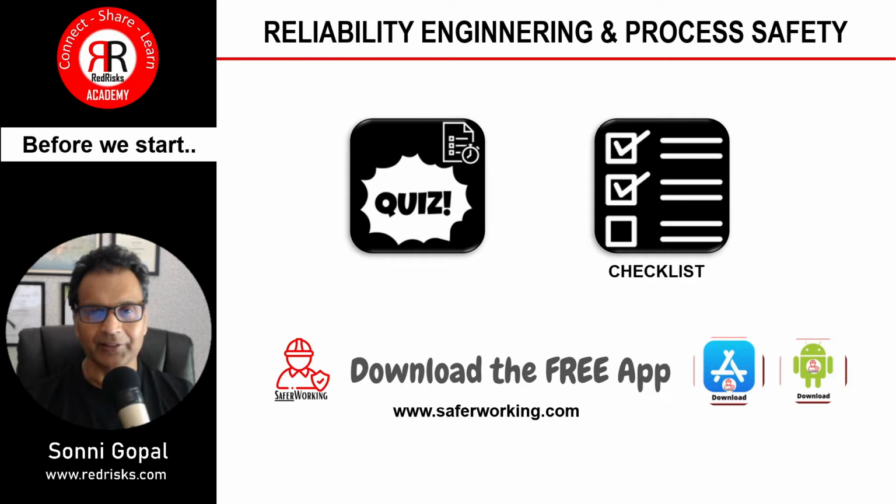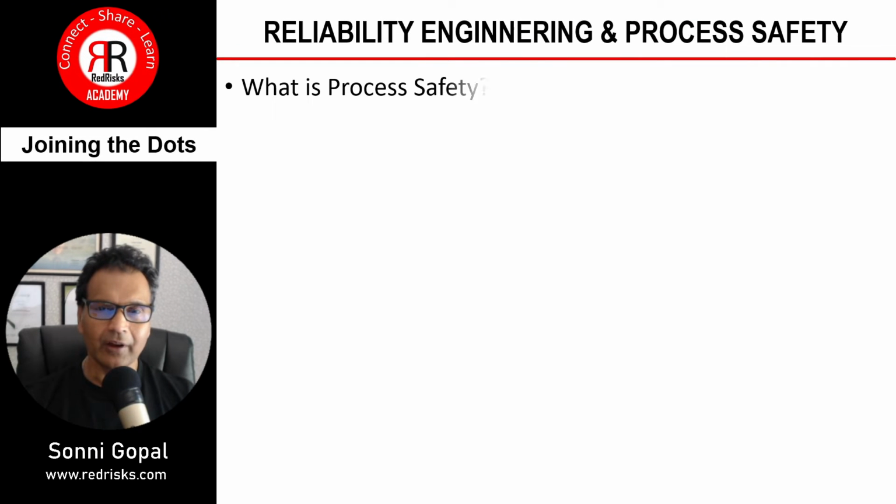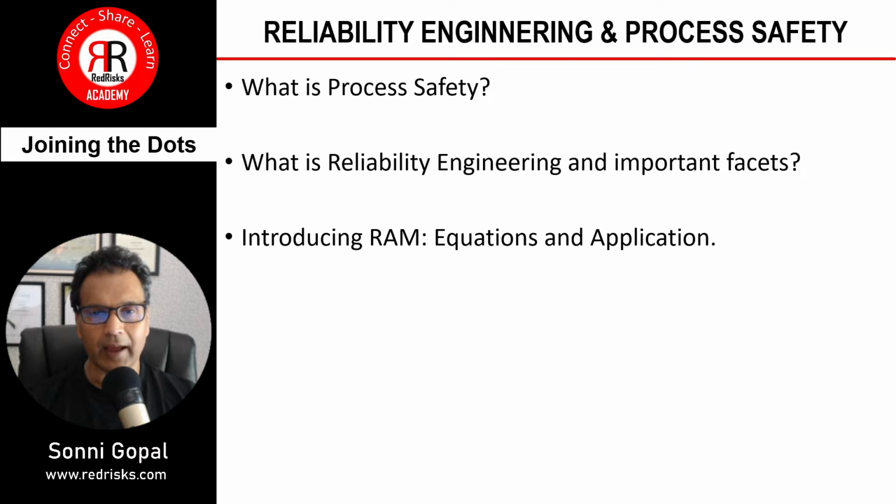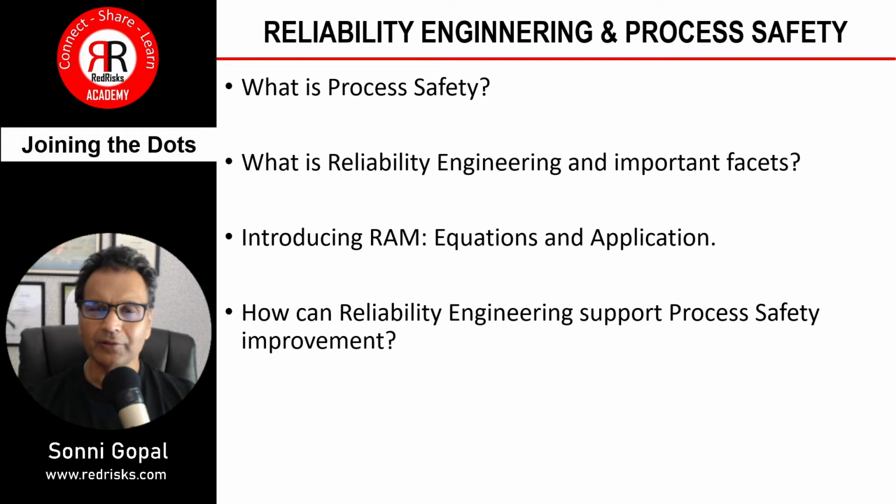Let's dive in. Let's start first with joining some dots. Firstly, what exactly is process safety? And then we're going to look at what is reliability engineering and some important facets associated with that. We're then going to take a trip down introducing RAM. What is it? Let's look at some equations and also applications. And how can reliability engineering support process safety improvement? And I'm going to wrap it up with some conclusions.